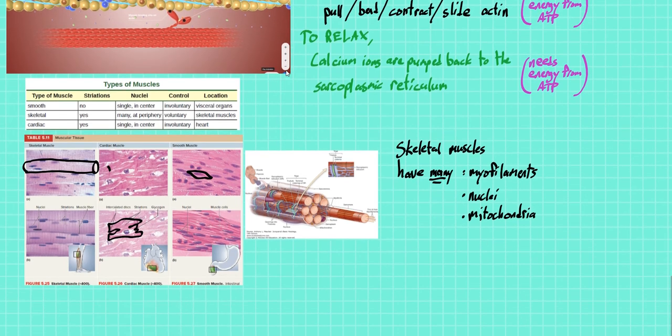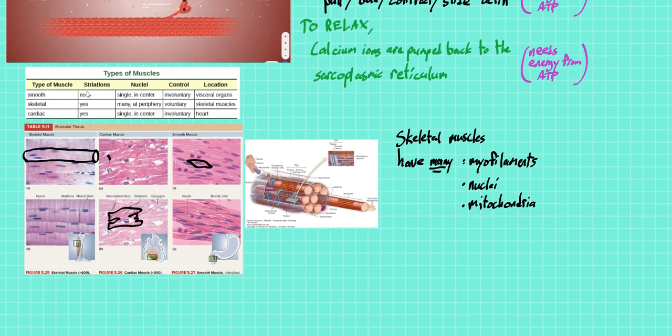For our types of muscle tissue, we've got 3 in our bodies: smooth, skeletal, and cardiac muscle tissue. Smooth muscle is this one here. Smooth muscle is shaped in a tapered kind of way, narrow at the ends, fatter in the middle, and we find it in our esophagus, in our arteries, we find it in our organs.